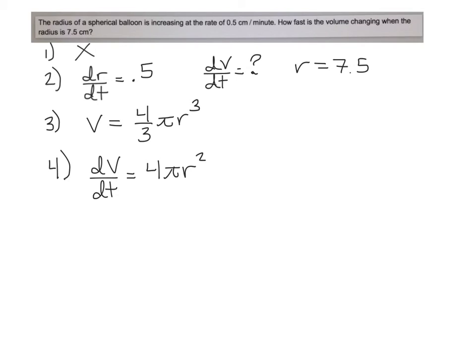And I just took a derivative of r. That's not t, so I need to multiply by dr/dt. And now I can plug in my variables. 4 pi, the radius is 7.5, dr/dt is 0.5. Plug that into a calculator, and we're done with that one. All right, next problem.